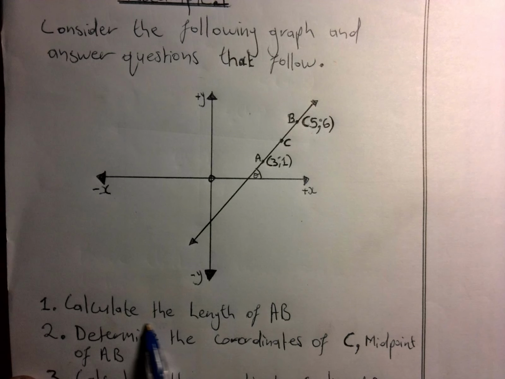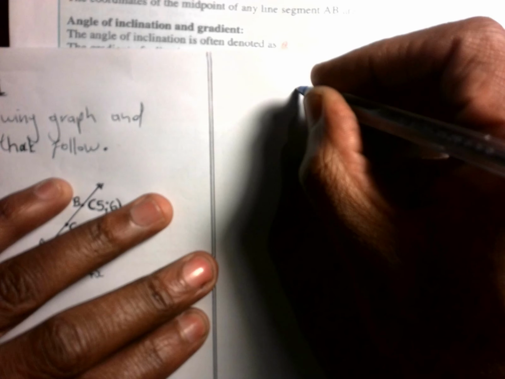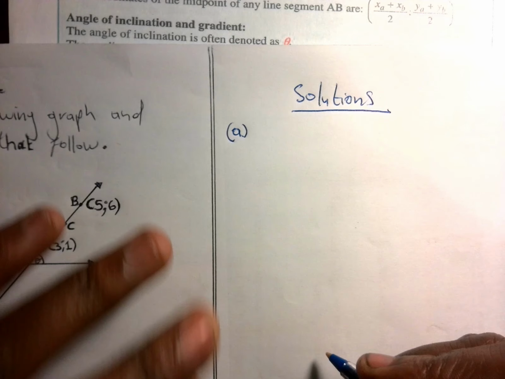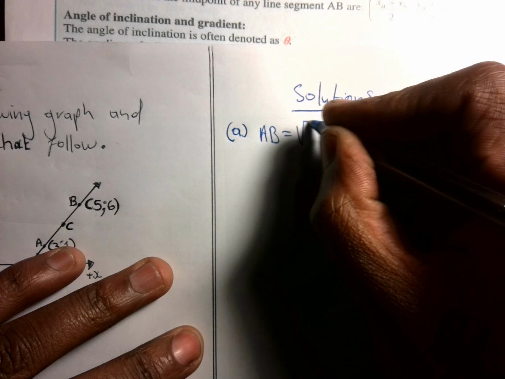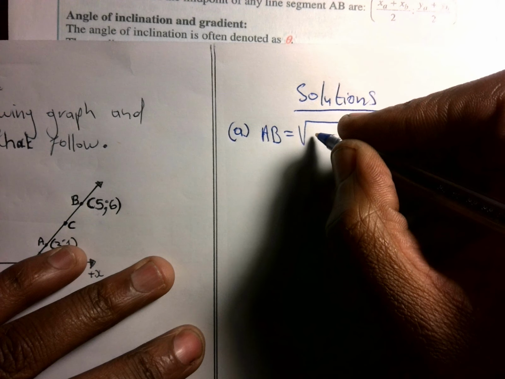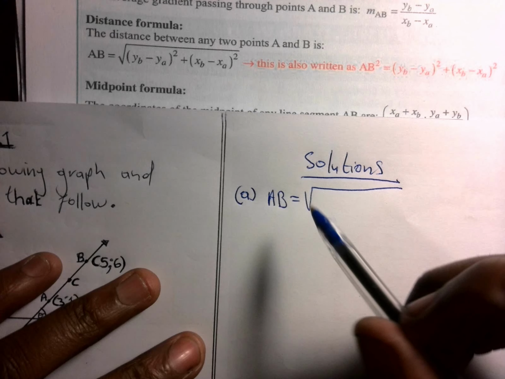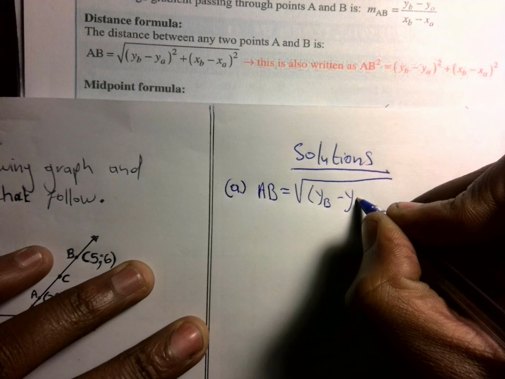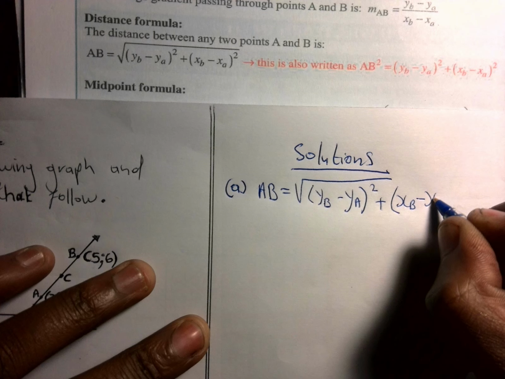Now I'm going to write my solutions on this side. Solutions. We know that the formula for calculating the length AB is equal to the square root of (YB minus YA) squared plus (XB minus XA) all squared, just like that.